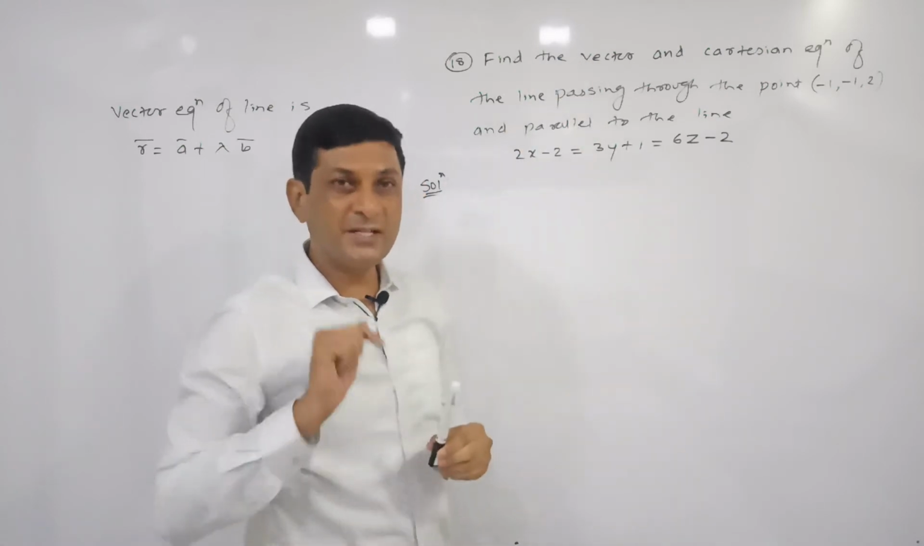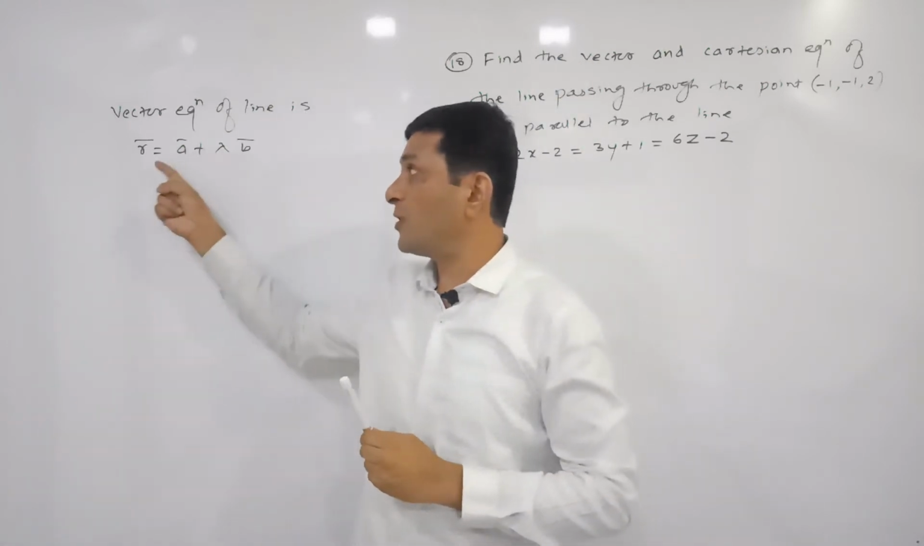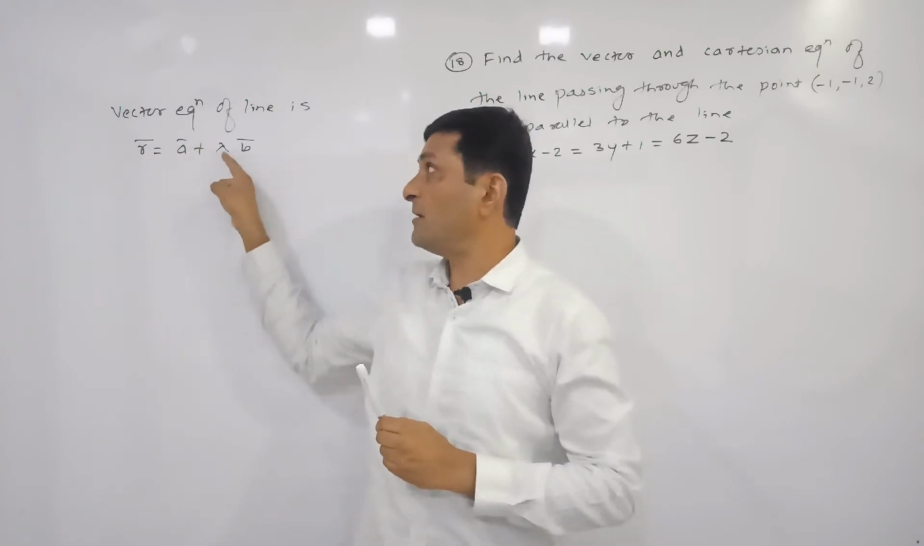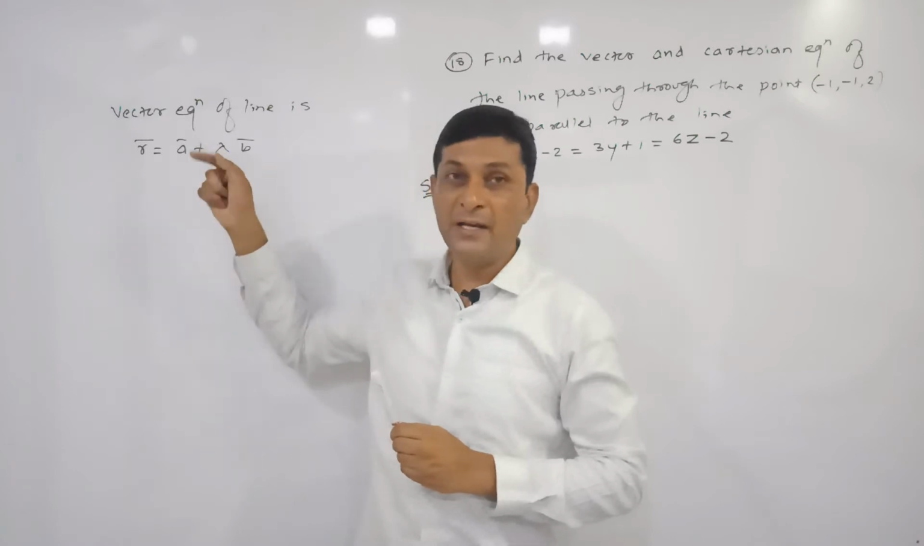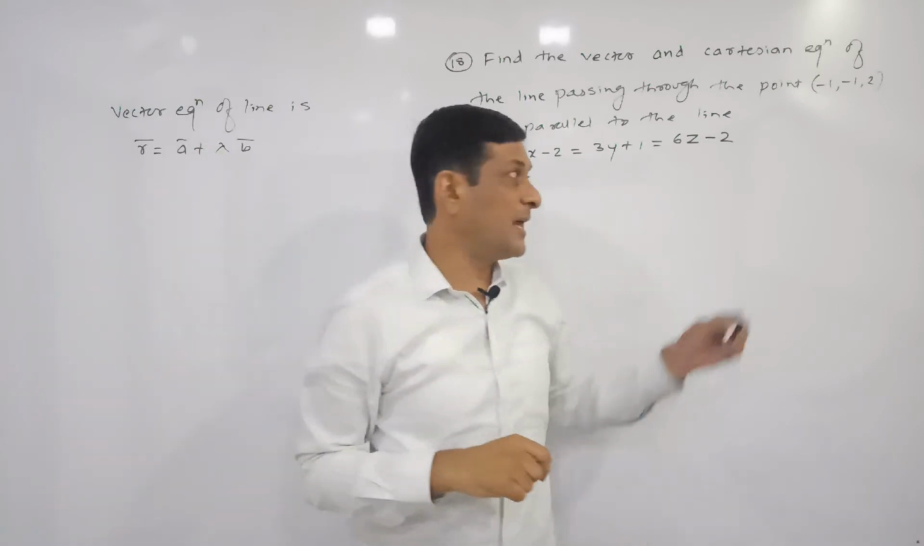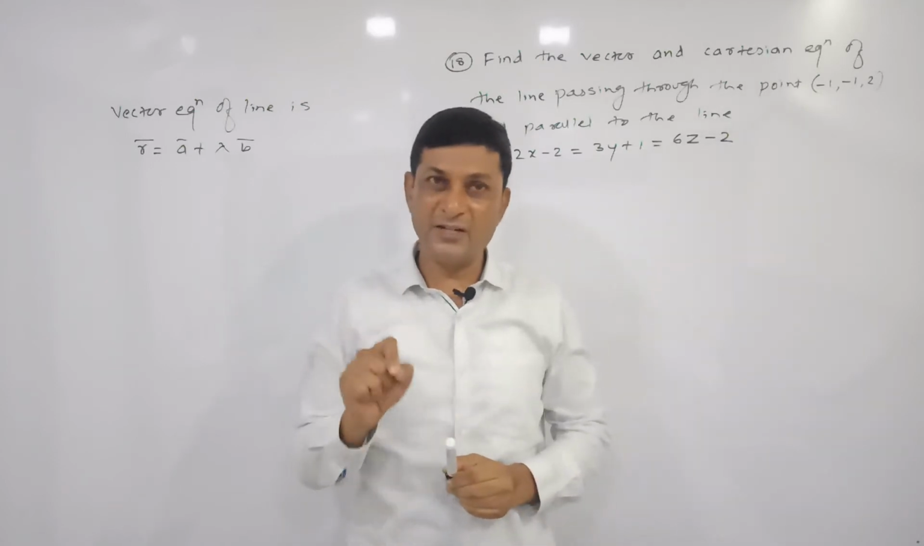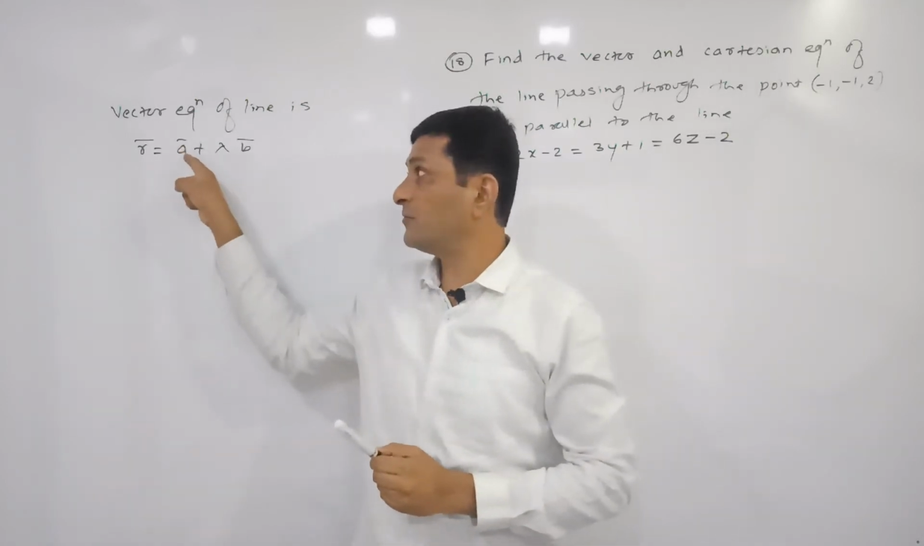And if one point is given to us, at that time we have a formula to find the vector equation of the line. What is that formula? r bar is equal to a bar plus lambda b bar. What is a bar? It is the position vector of a point on the line. Since the point is given to us, from its coordinates we will get its position vector, and that position vector we will denote by what?